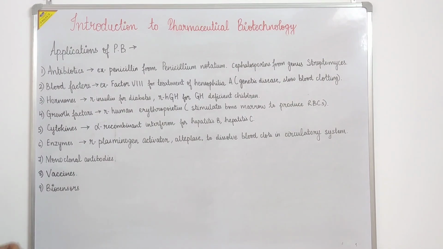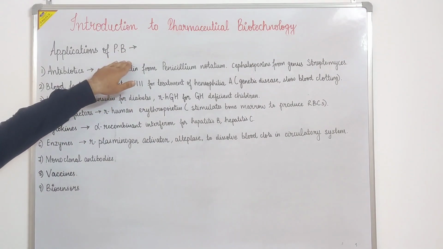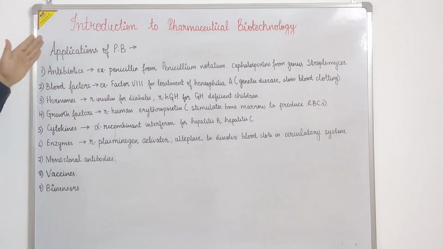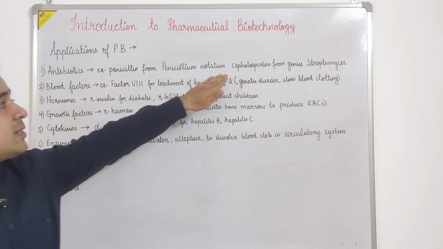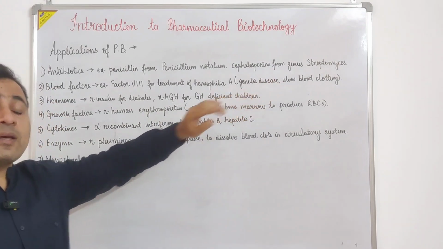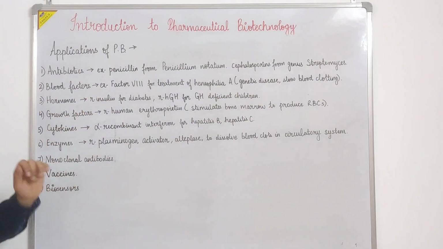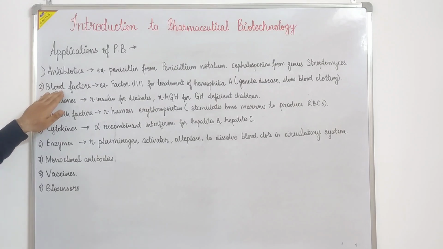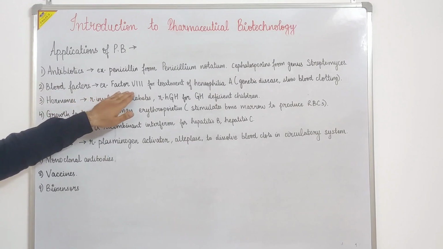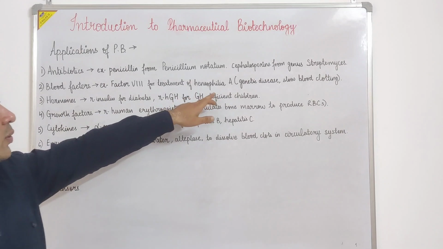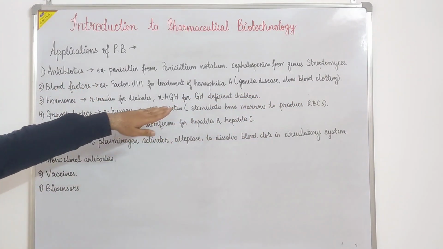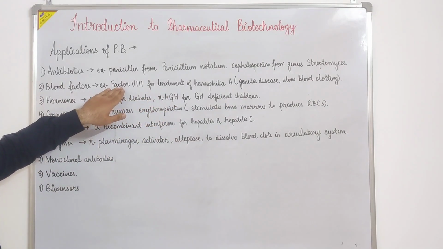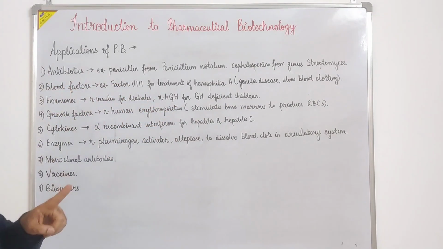So now let's discuss the application of PB, which is pharmaceutical biotechnology. With the help of pharmaceutical biotechnology, we have been able to produce antibiotics like penicillin from Penicillium notatum, and cephalosporins from genus Streptomyces. There are many examples; I have taken a few. Then we have produced blood factors, for example, factor 8 for the treatment of hemophilia A. This is a genetic disease characterized by slow blood clotting, and for its treatment we have prepared the factor through the use of biotechnology.